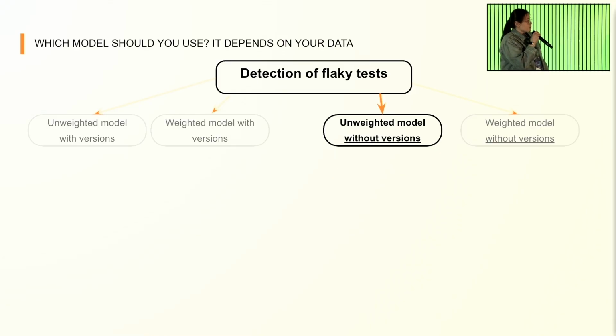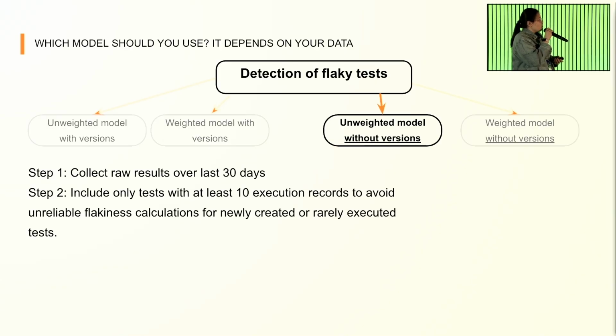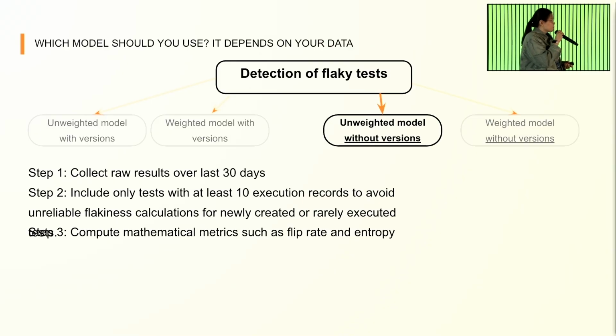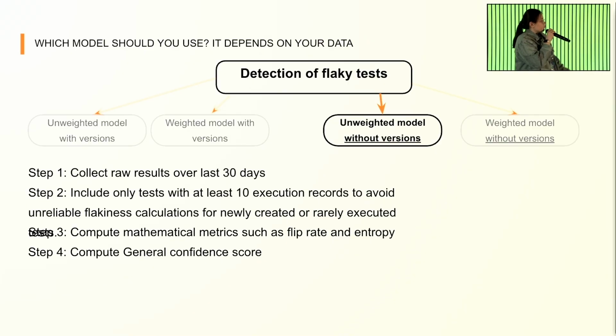And if you have a similar case to our company, where we don't have enough data and we cannot employ that methodology, we chose the without-versions approach, where we collect raw results over the last 30 days, basically test execution records, then include only tests with at least 10 execution records if we want to compute flakiness, and then apply those mathematical metrics which I showed you before. And step 4 would be just to compute the general confidence score. And that's all, kind of.